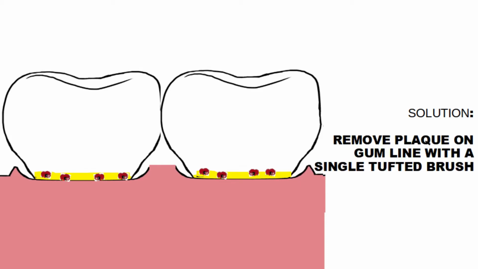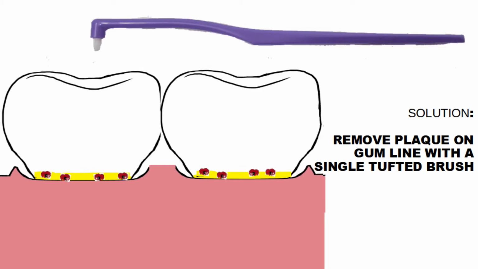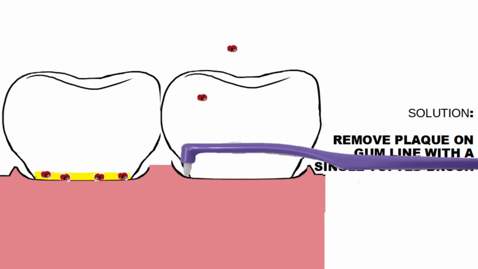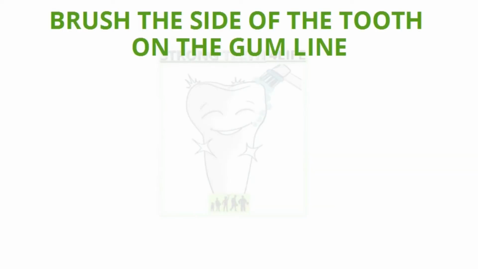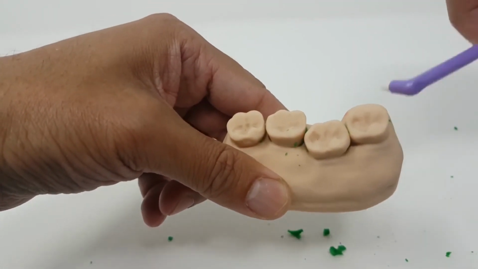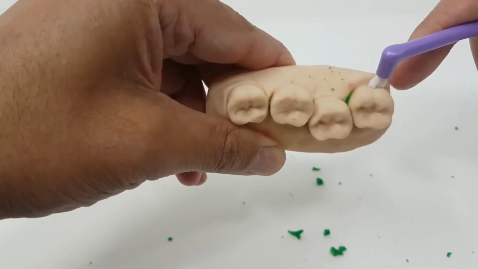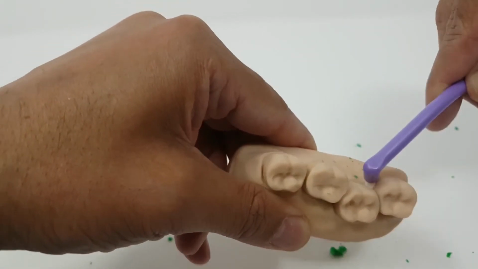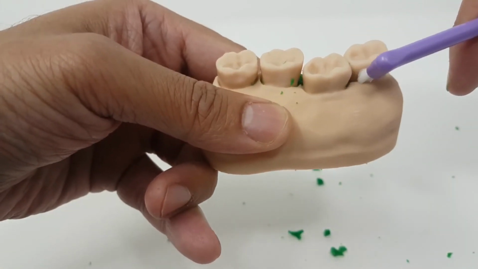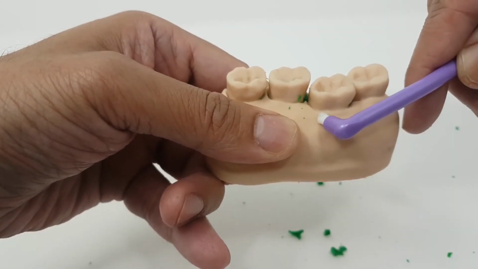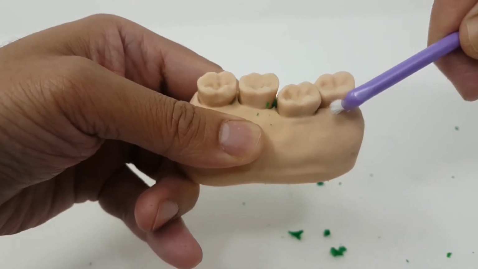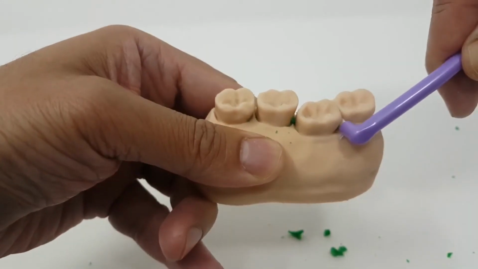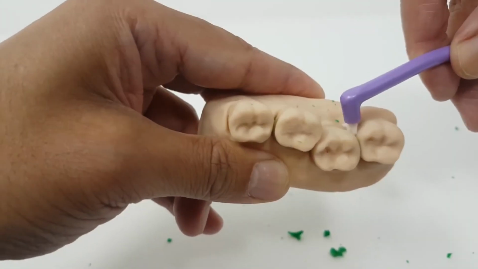So the solution is to remove plaque on the gum line with a single tufted brush like this one. Use this single tufted brush, and what this does is it cleans around the gum margins and any plaque or debris. And you're not going to use it in a forceful manner because the gum line here is very thin and very fragile. So you're going to clean more against the tooth rather than pushing down on the gum harshly. And you're just trying to remove any of the plaque that's around the gum line, like so.